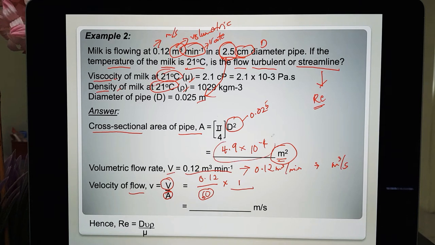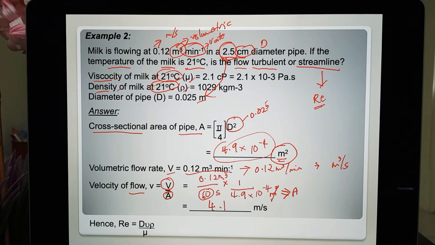Times the area, which we have calculated over here: 1 over 4.9 times 10 to the power of negative 4. Why 1 over 4.9 times 10 to the power of negative 4? Because the volumetric flow rate is per area. So you should be able to get the value as 4.1 meter per second. The units cancel out, because the volumetric flow rate is meter cubed per second and the area is meter squared, so the meter squared cancels out and it only becomes meter per second.